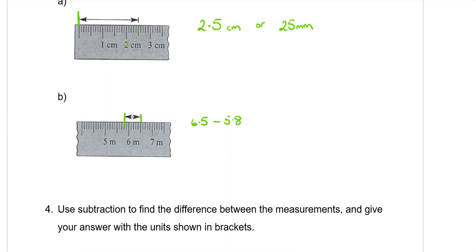And then if you subtract those numbers, 6.5 minus 5.8 is 0.7. And this would be measured in meters because that's the unit on my ruler. So 0.7 meters, or if you wanted to convert it, you could times that by 100, and that would be 70 centimeters.